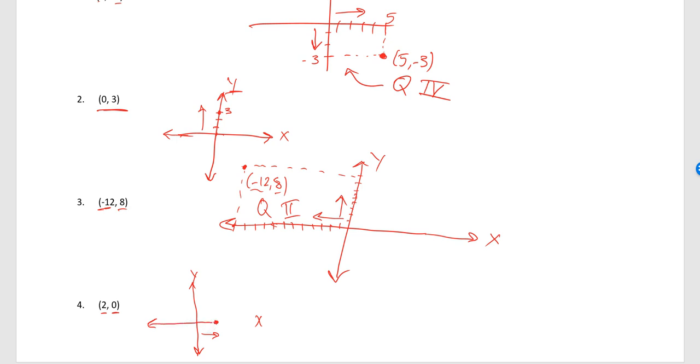And this is actually known as an x-intercept. Up here, this was a y-intercept, and here I have an x-intercept because it intercepts the x-axis. So you can't really say that it sits in any specific quadrant. It sits on the axis.